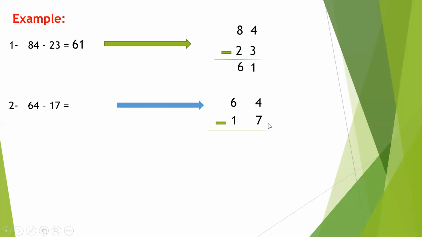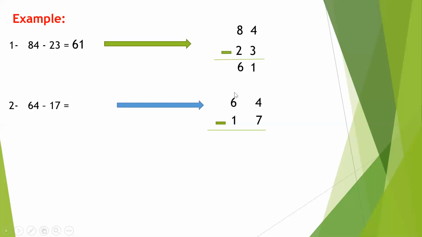I want you to focus here in the ones. Can I take here 7 from 4? Can I take 7? Put 4 on your fingers. Can I take 7 from 4? No, I can't, because 7 here is bigger than 4. So what do I have to do here? I have to borrow, right? I have to borrow from the number next to the 4 or beside 4.